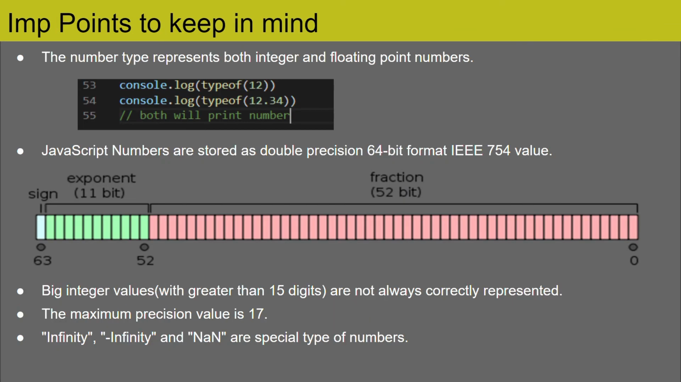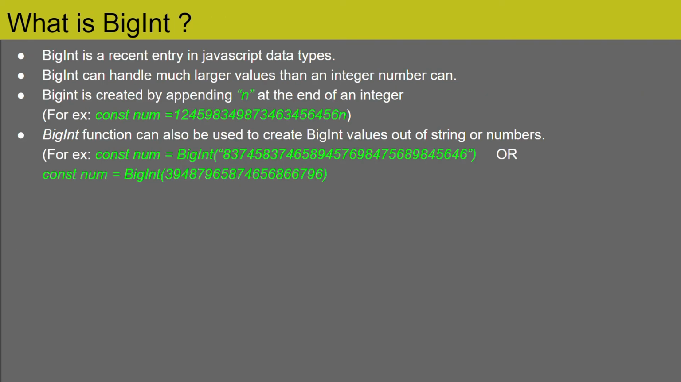In our previous slides, we talked about there being some restrictions in using the number data type, that the maximum precision value can be 17, and if we try to use bigger integer values, then they are not correctly represented, and there are chances that they will induce errors in our calculations. So to remove those kinds of barriers and restrictions, Bigint was introduced in JavaScript.